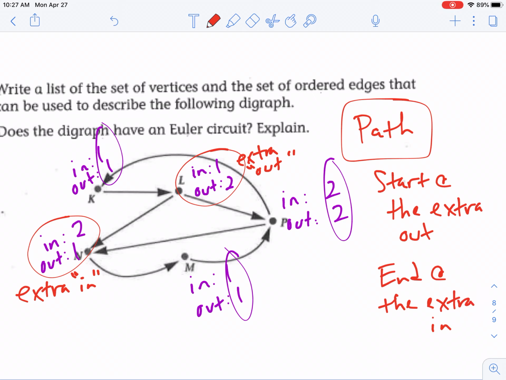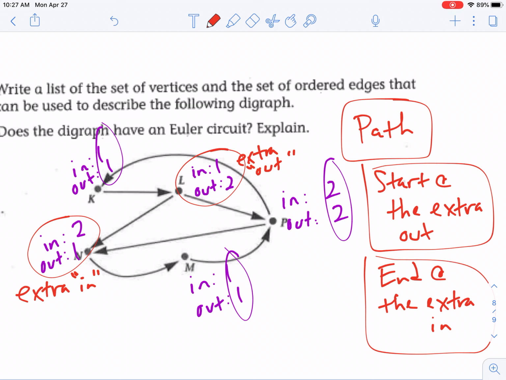Which should make sense intuitively to you. Because if there's an extra out, so like at point L, there's an extra out there. That means you have to start there, which means you're immediately going to utilize one of the extra outs. So like go that way, and then go around, and around, and around. Follow the arrows, come this way. And then look where we end up. We end up at point N, which is the extra in. You'll always start at the extra out and end at the extra in.